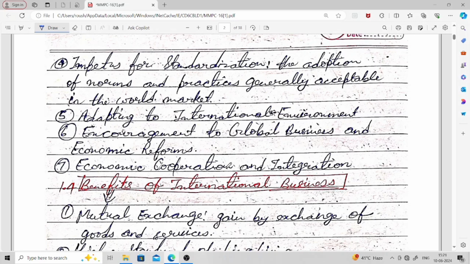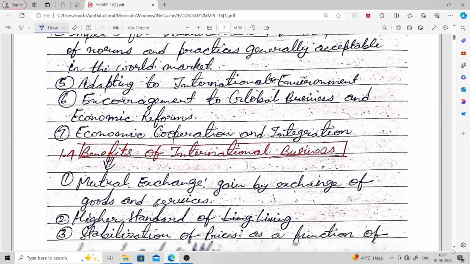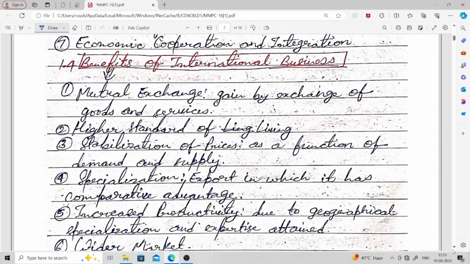Then the next you have is benefits of international business. What different benefits are there for international business? The first benefit of international business given is mutual exchange. It means the gain by exchange of goods and services. Whenever companies exchange goods and services, they gain. That's why the first benefit is mutual exchange.